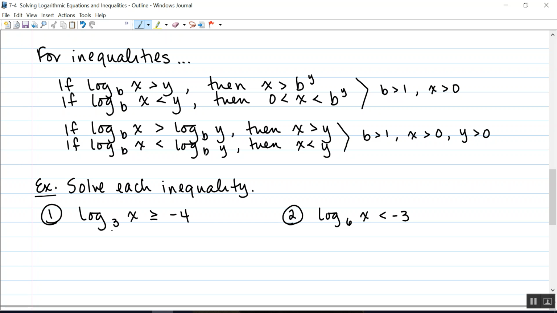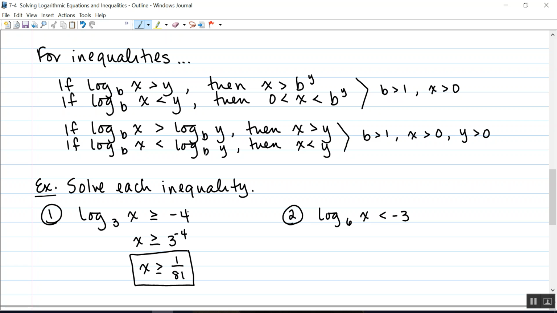So here I have one inequality with one logarithm. Log base 3 of x is greater than 4, so that's going to give me x is greater than or equal to 3 to the negative 4, and 3 to the negative 4 power is 1 over 81. Notice again, I didn't write it in standard exponential form. I left the x where it is, left the inequality symbol the same, moved the base over and raised it to this power here.